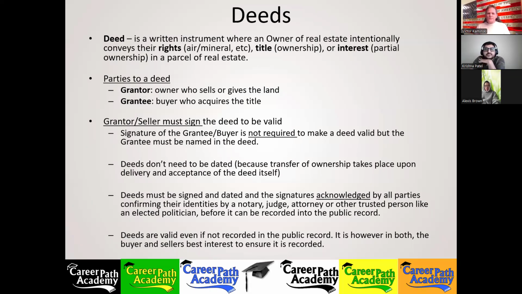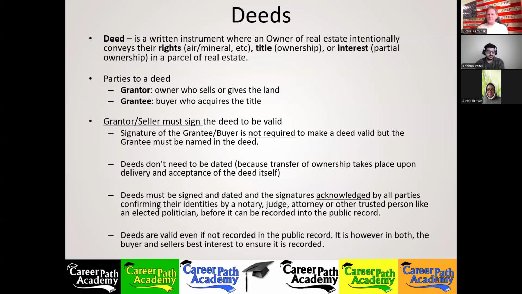Now, the parties to a deed are the grantor, that's the owner who's selling or giving the land, and the grantee, that's the one who's receiving it. So the grantor has to sign the deed in order for it to be valid. The grantee does not need to sign the deed, just the grantor. The grantee only needs to sign the deed if they're going to record the deed in the public record, if and when they decide to record it. So only the seller, the grantor, needs to sign the deed in order for it to be valid.